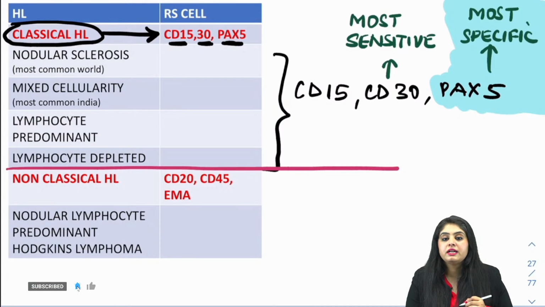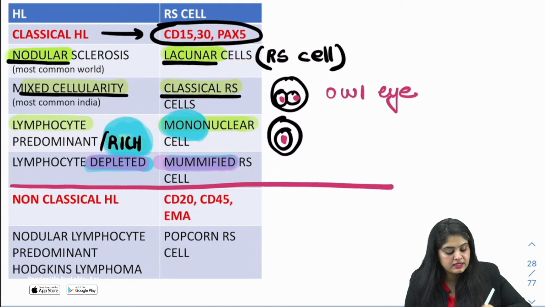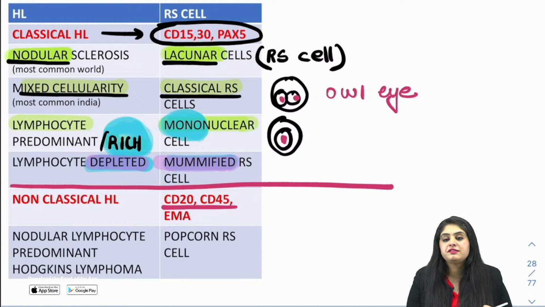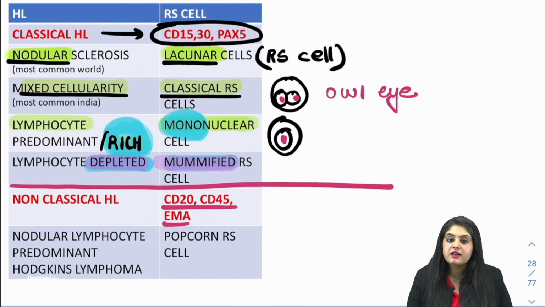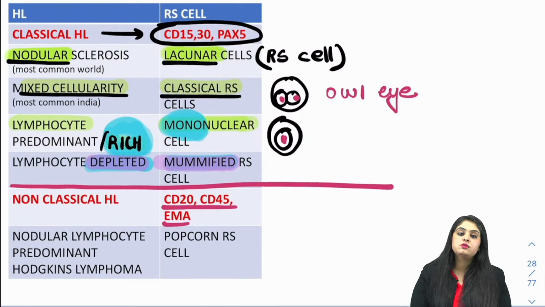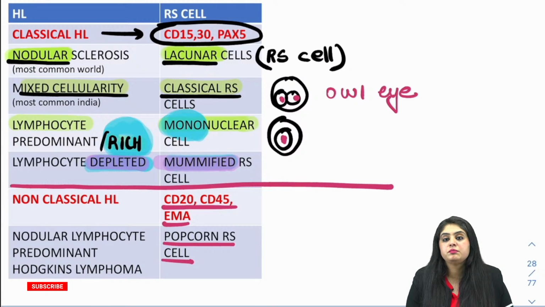Now we have to go ahead and talk about the other one, the non-classical variety, because in the non-classical variety, the markers have changed. Now you've come into the 20s and doubles series: 20, 45, EMA. What are the markers? 20, 45 and EMA. These are the markers that you have for non-classical. And the RS cell that you see over here is popcorn.